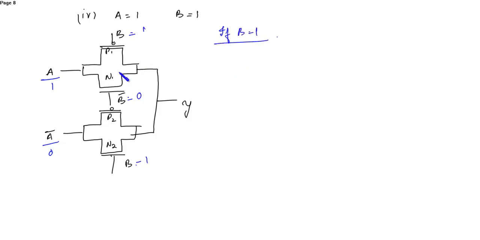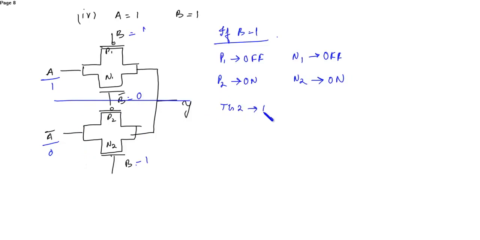So if B is 1, then P1 will be deactivated, P1 off, and N1 will also be off. B bar is 0, so P2 will turn on and N2 will also turn on. So here what will happen? Transmission gate 2 will be activated, and this output A bar will be obtained at Y.